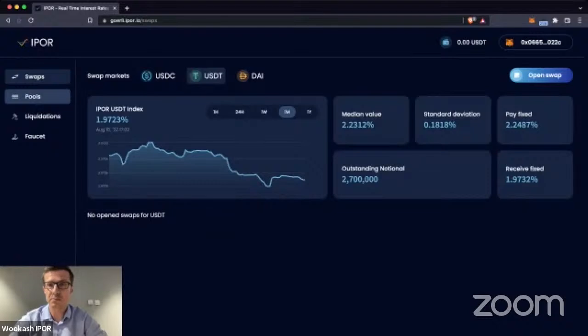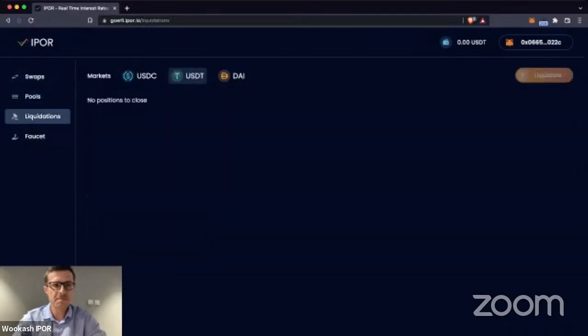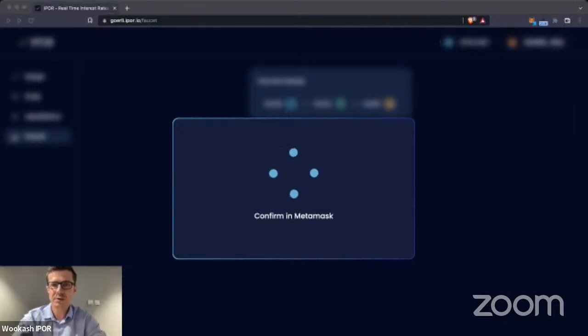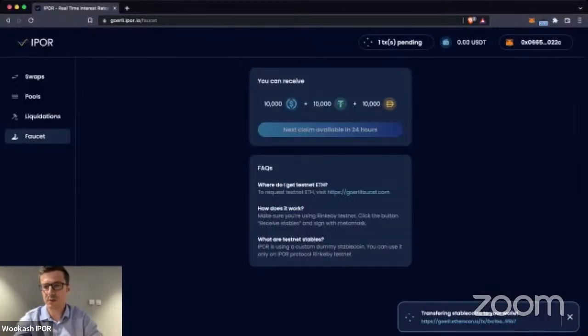So we are in Goerli, which uses fake USDT and DAI. In mainnet, obviously, you will interact with real stable coins. But before we start, let's go and get some stable coins. So go to Faucet and click Receive Stables. For this, you need Goerli ETH. If you don't have it, there is a link. It will take you straight to the Goerli Faucet, and you can get your ETH there. I will just click Receive Stables and sign it with MetaMask. Okay, and our stables are on the way.